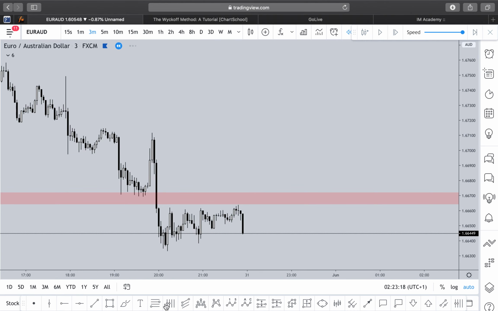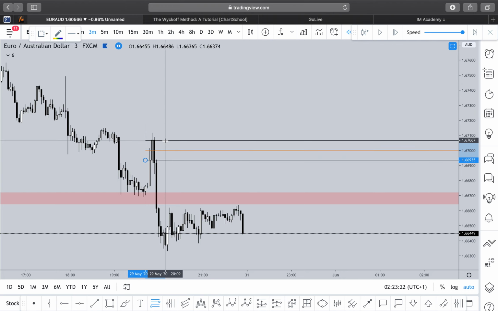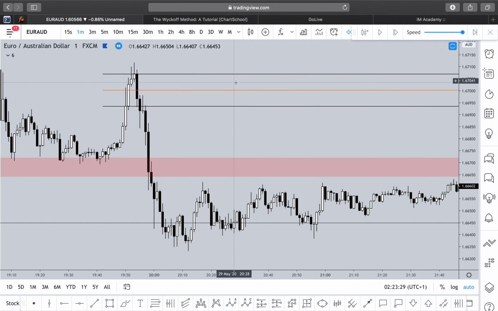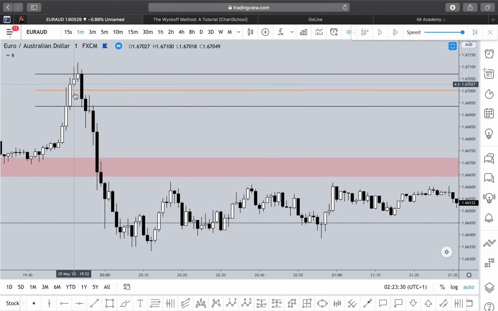So the entry for this was based on the 3-minute institutional candle right over there. Now the entry was based on the 50% of that, which on the 1-minute time frame, the reason I went for that 50% is simply because of that imbalance over there, that zone of imbalance, right?